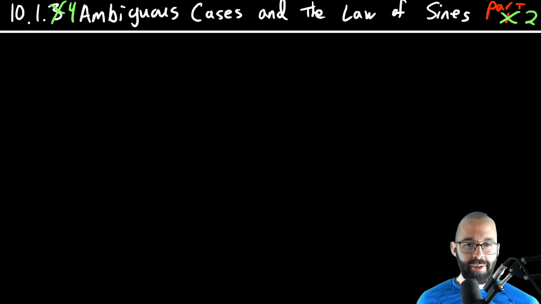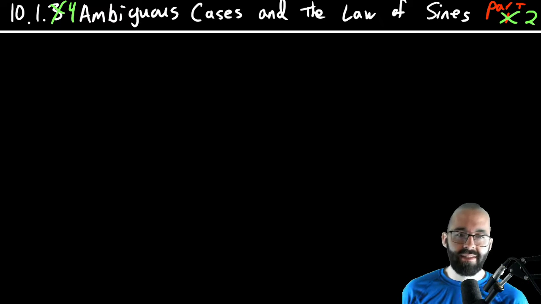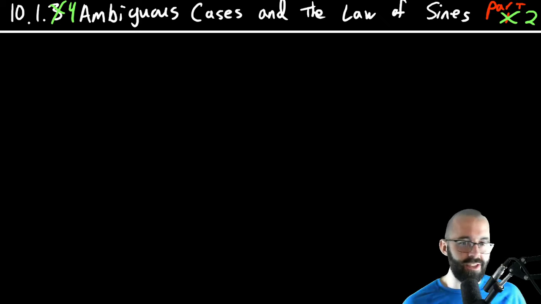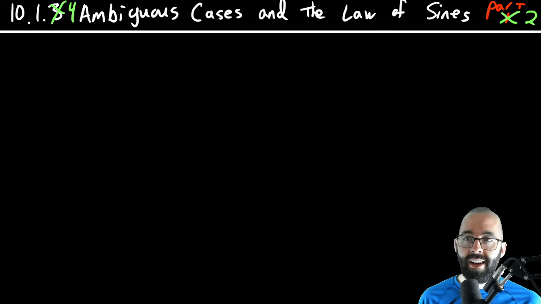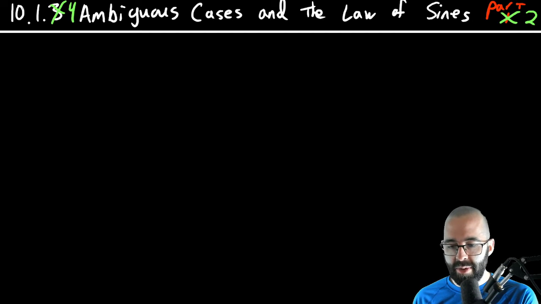Side-side-angle triangles are pretty fun. These ambiguous cases: are there no solutions, one solution, two solutions? Well, let us get some more examples with these kinds of problems. All right, so example 4.